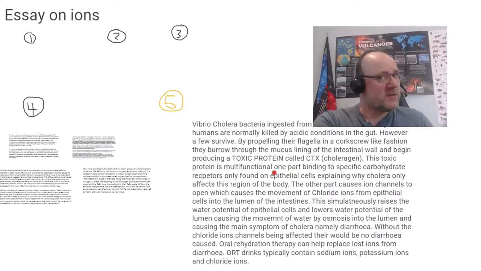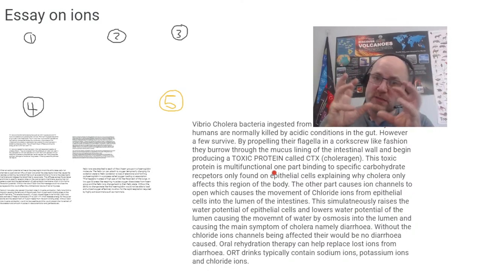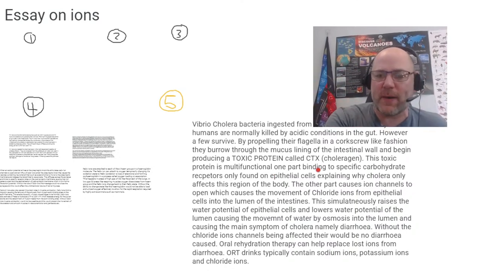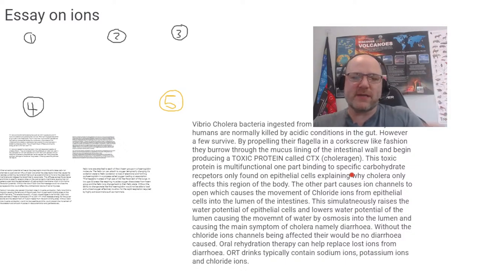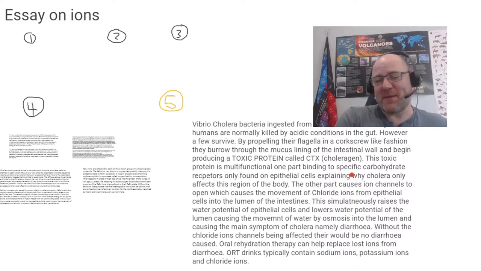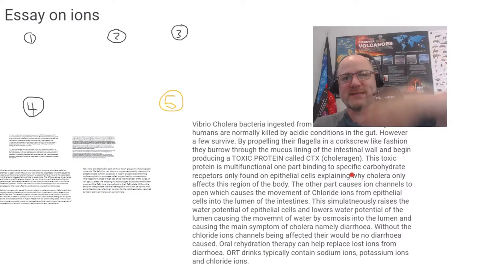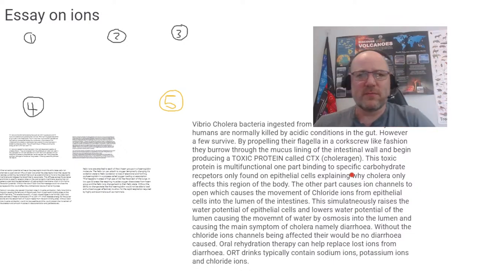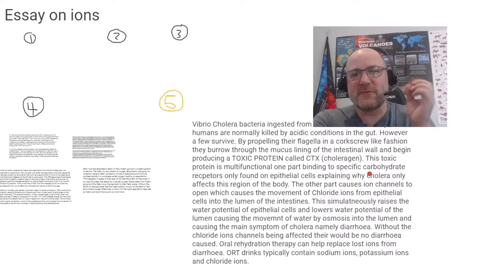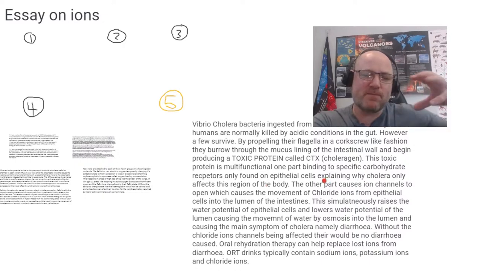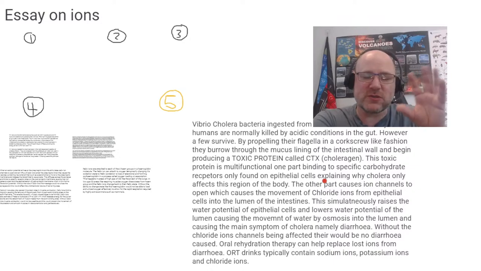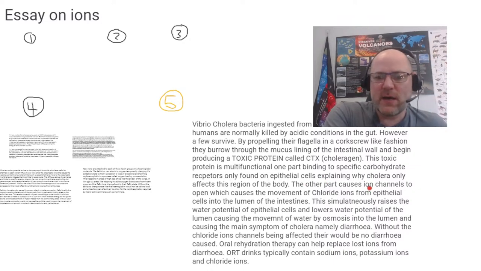This toxic protein is multifunctional, so it has two different parts with two specific, different shapes that we want to talk about. One specifically shaped part, which is why it'd be good for a protein essay as well, binds to carbohydrate receptors that are only found on epithelial cells. If you were writing an essay on membranes, this would explain why cholera only affects the intestines and not the lungs or the heart or, I don't know, your eyeballs, because those specific receptors are only found on the epithelial cells in the intestines. That's why cholera only affects them, because this toxic protein binds only to those cells.